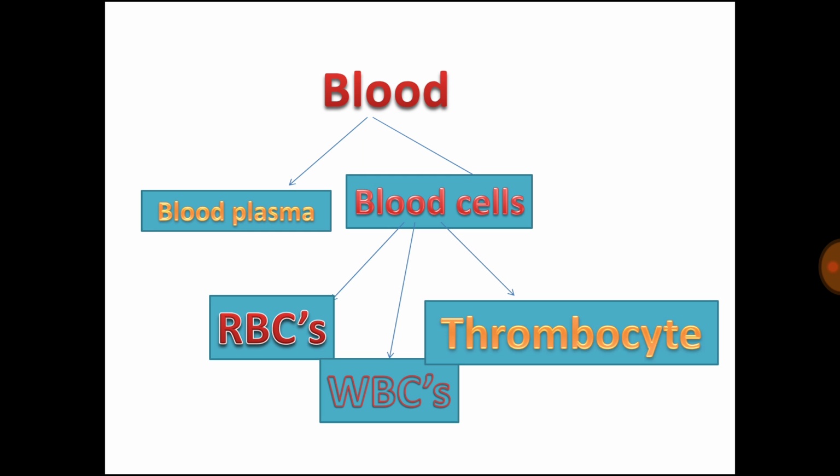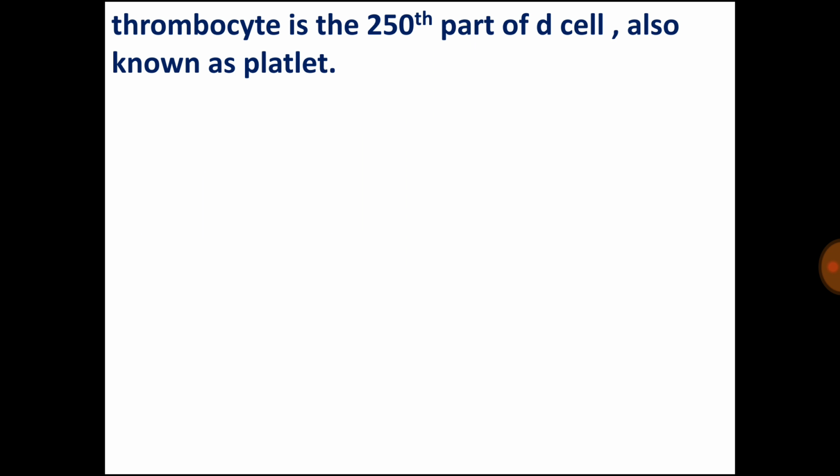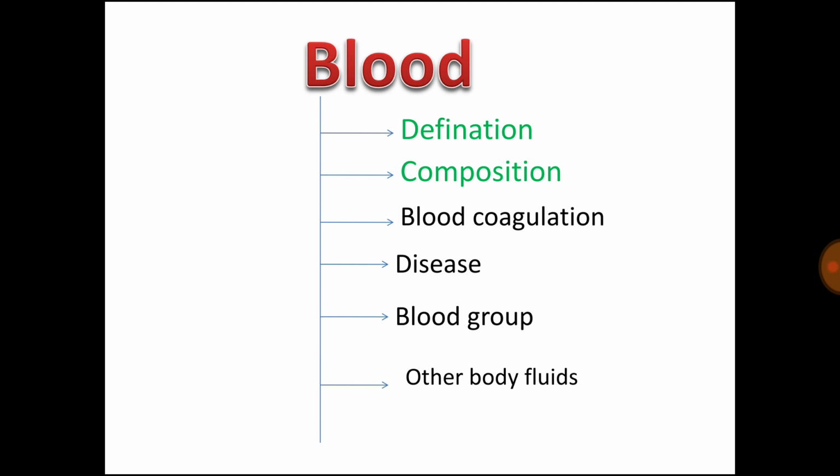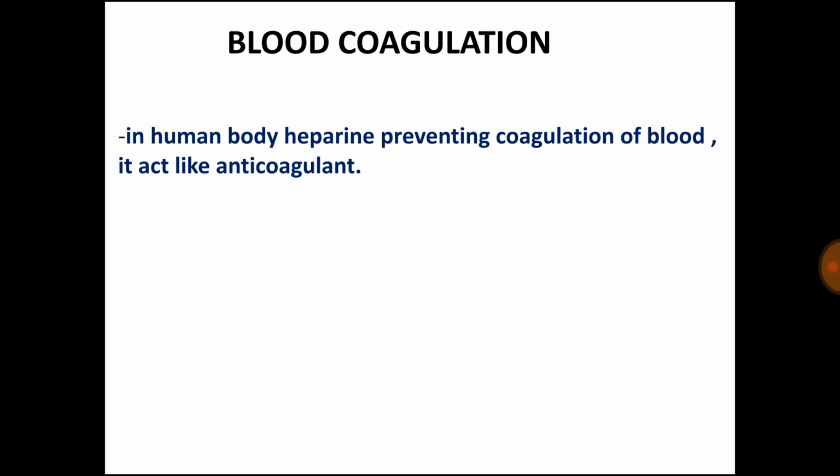And next we're talking about the thrombocyte. Thrombocyte is a 250th part of the cell, also known as a platelet. So this is about the thrombocyte, and this is about the composition. Next we're talking about blood coagulation. In the human body, heparin prevents coagulation of blood.